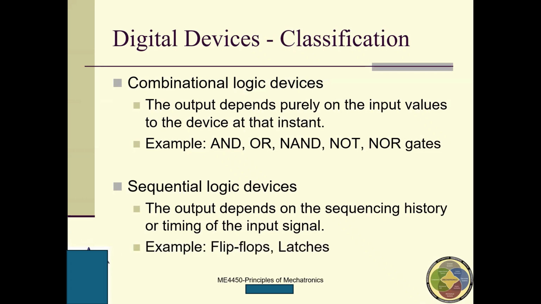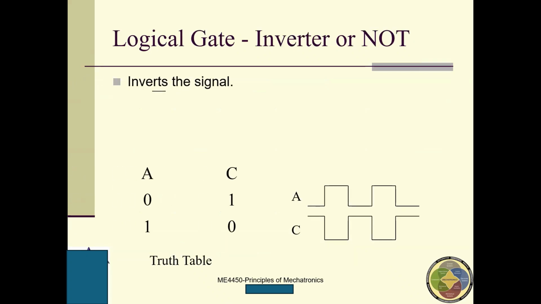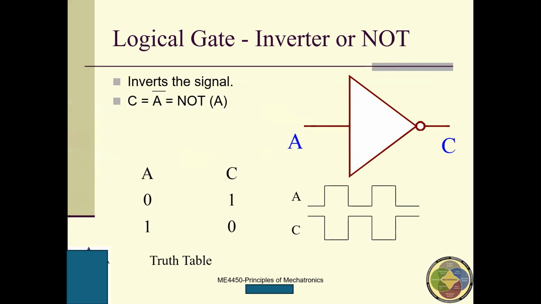So first, we call them gates, just like a gate we enter through. The first one is the inverter. Invert means the opposite of your input. In the symbol, within the triangle, we have the circle here. So this is the symbol of the inverter, or NOT gate. A NOT gate means that we have one input, right? And the output C equals the opposite of your input.